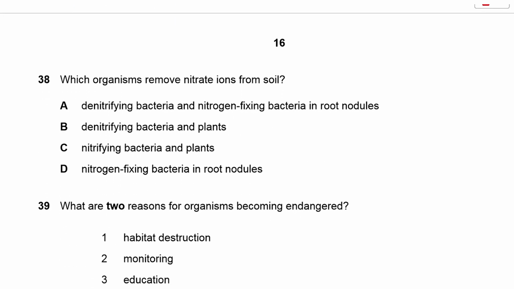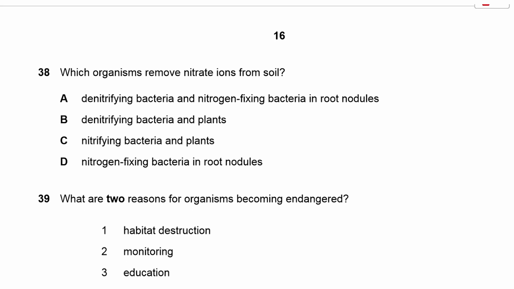Number 38 says, which organisms remove nitrates from the soil? A. Denitrifying bacteria and nitrogen-fixing bacteria in root nodules. B. Denitrifying bacteria and plants. C. Nitrifying bacteria and plants. D. Nitrogen-fixing bacteria and root nodules. So denitrifying bacteria are the ones that can convert nitrate ions or nitrate in the soil back to what? To nitrogen. So we'll say denitrifying bacteria remove nitrates from the soil, which is choice B.